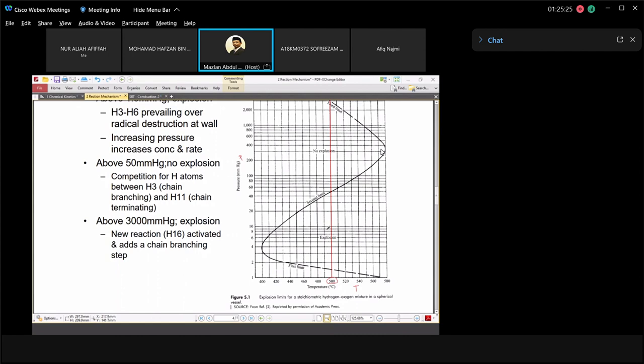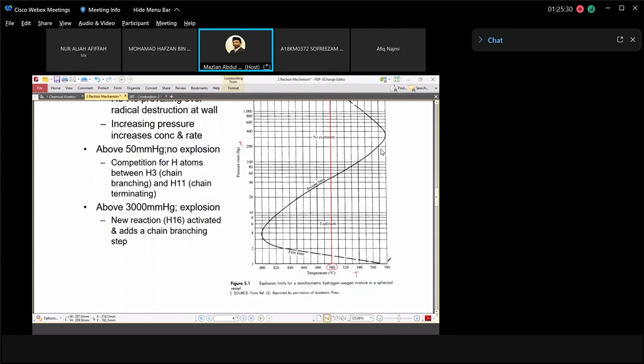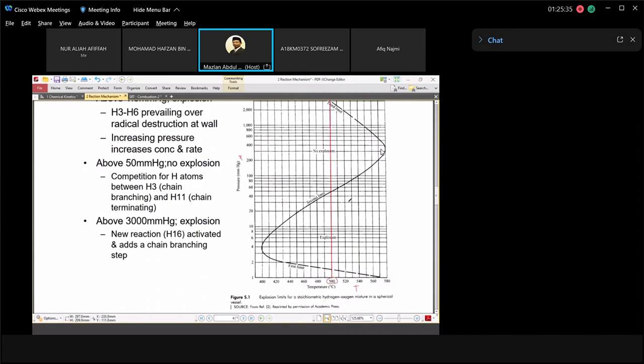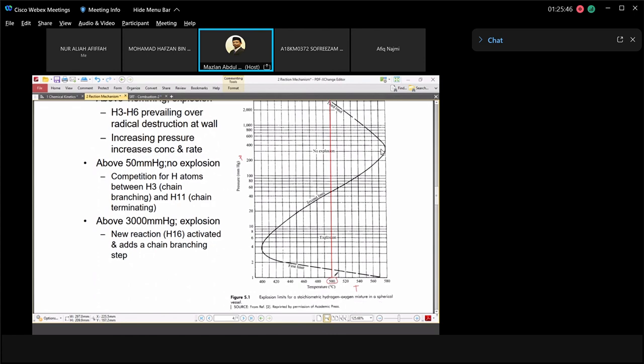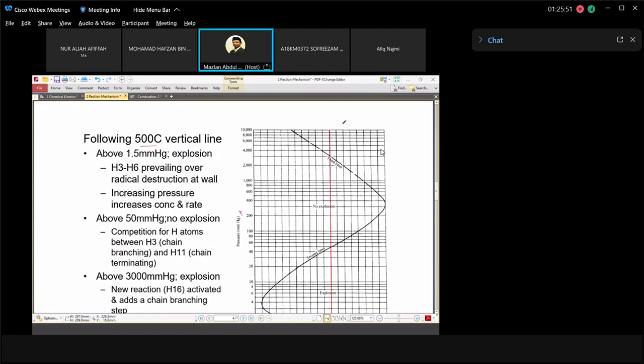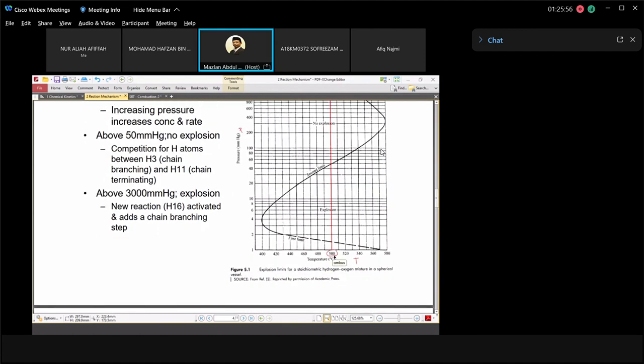Let me follow vertically. So here is the first limit. This is the second limit. This is the third limit. Here, no explosion. Here explosion happens. This one is no explosion, and this one there is explosion. So no, yes, no, yes for explosion. So if you follow temperature 500, not necessarily the mixture will explode.